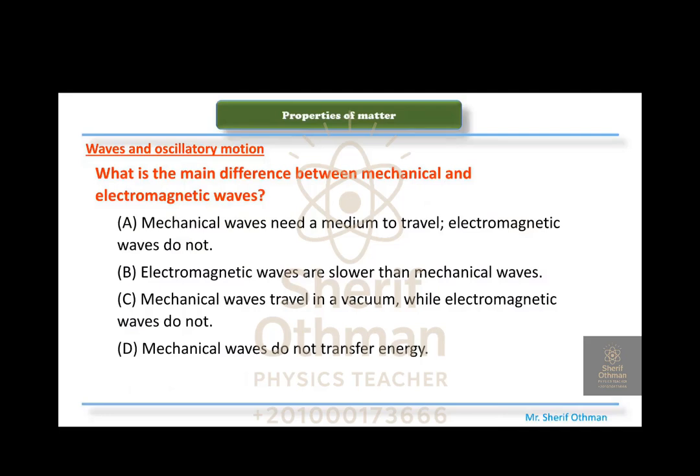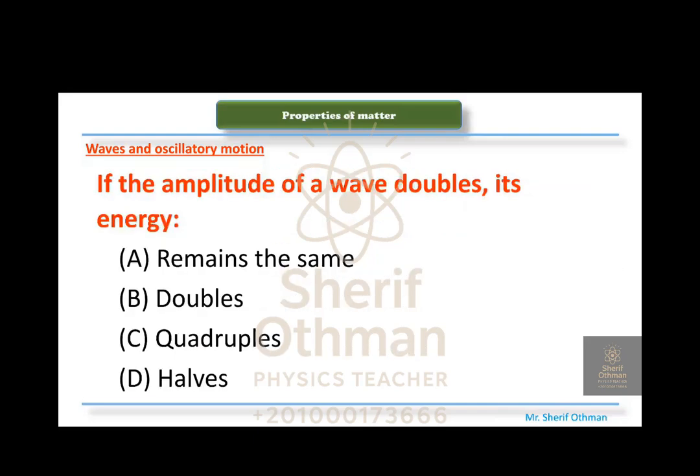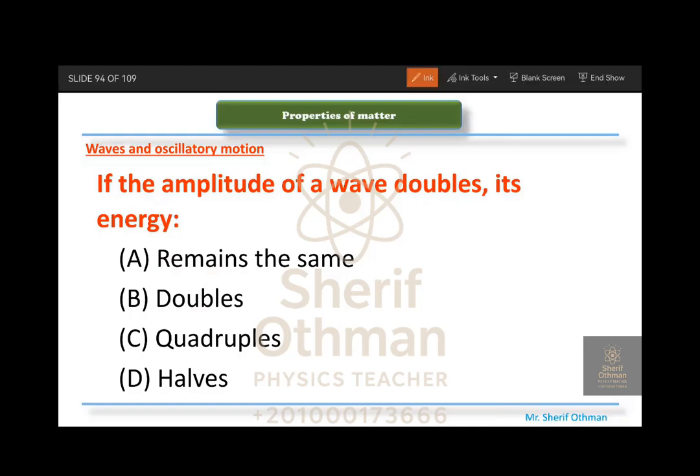What is the main difference between mechanical and electromagnetic waves? Mechanical waves need a medium to travel through, while electromagnetic waves don't need a medium to travel through. If the amplitude of a wave doubles, its energy quadruples, because energy is directly proportional not to the amplitude of the wave, but to the square of the amplitude. So as the amplitude increases, the energy increase will be squared.